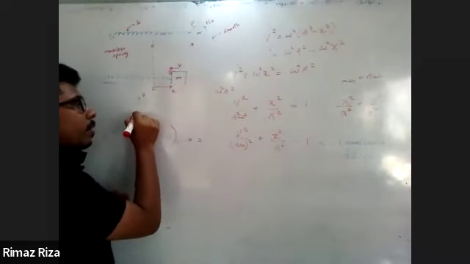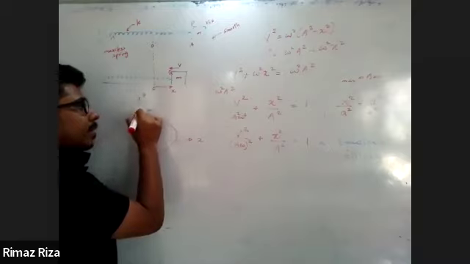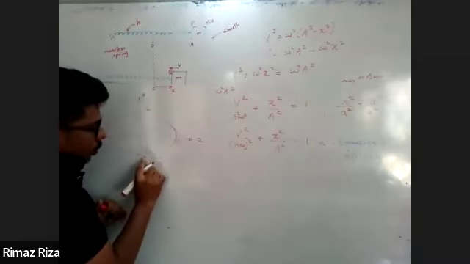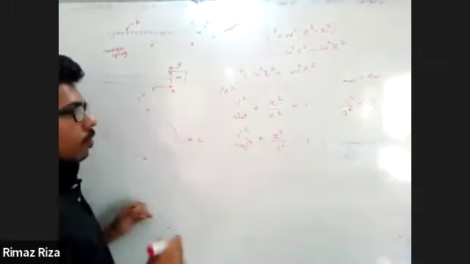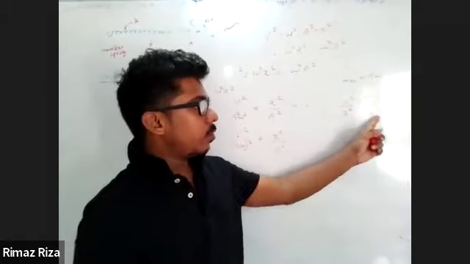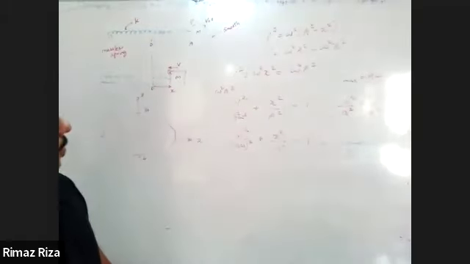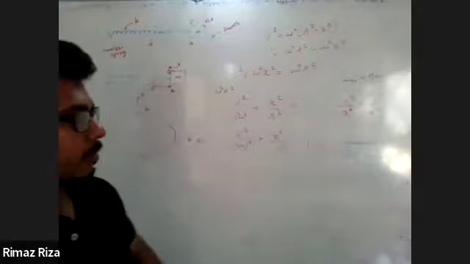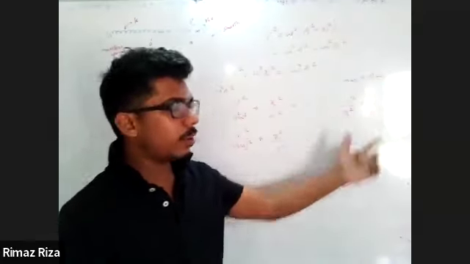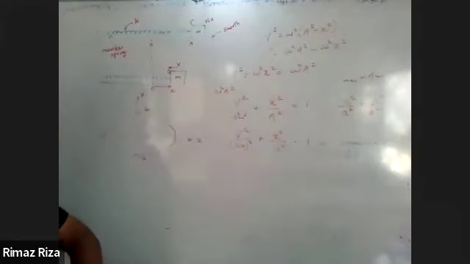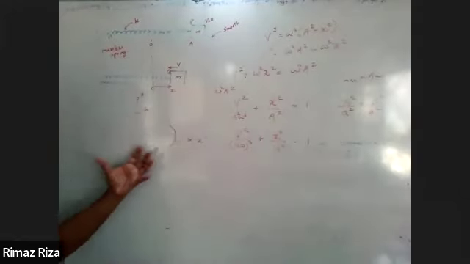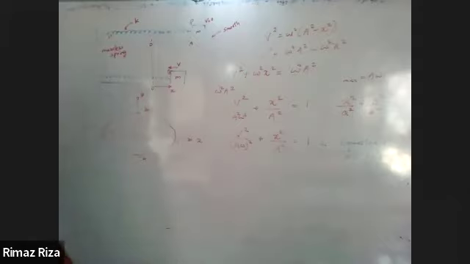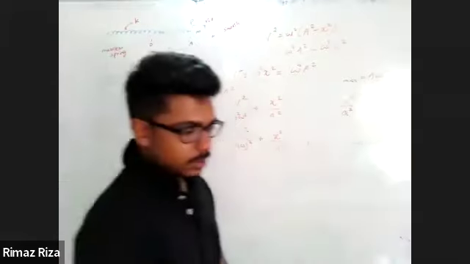Since you are all very bright, brilliant kids, I'll ask you one small question. What would happen if a equals b? If the value a equals b, what do you get? Just look at this picture and imagine what would happen if a equals b. What do you get?